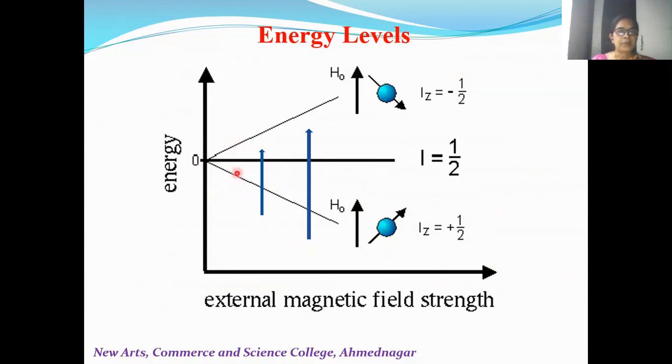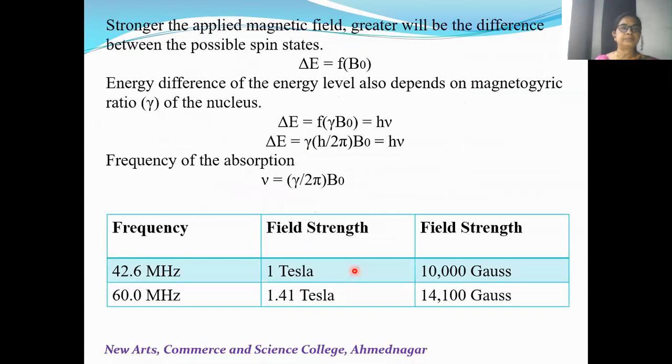Look at this. At this point, the difference between the energy levels is very small when the external magnetic field is small. But as I increase the external magnetic field strength, the difference between the two energy levels increases. What I have said is that the stronger the applied magnetic field, the greater will be the difference between the two possible spin states. That is, delta E is a function of B0, where B0 is the strength of the applied magnetic field.